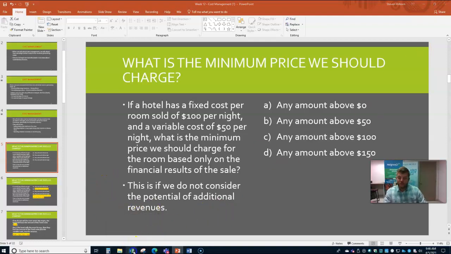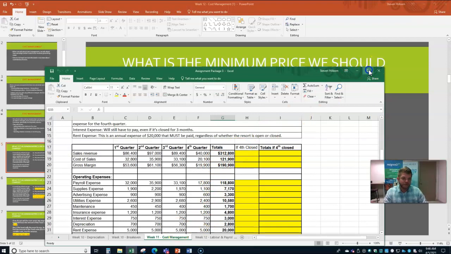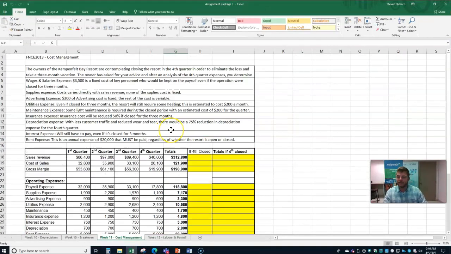This will bring you to doing the in-class assignment. So sorry, I haven't developed an in-class assignment just quite yet for you, but this is the actual assignment in package number 3.